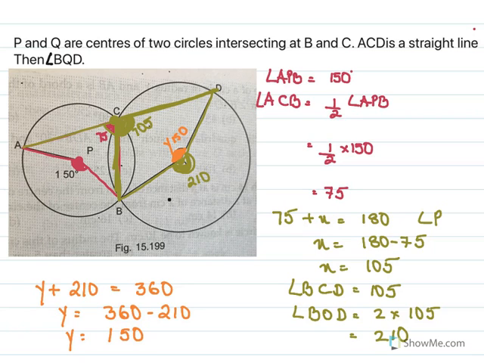To summarize the sum, first we used that the angle at the center is double the angle at the circle. Then we did the linear pair. And then for this, again the angle at the circle was half the angle at the center. And in the end, we did the reflex angle.